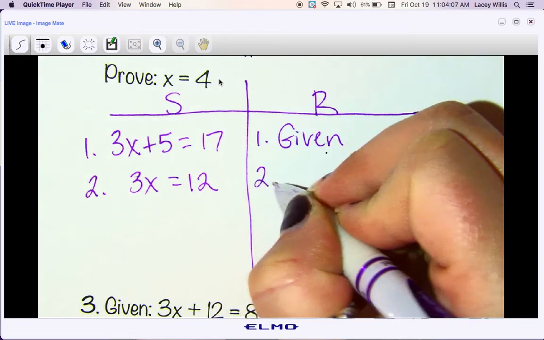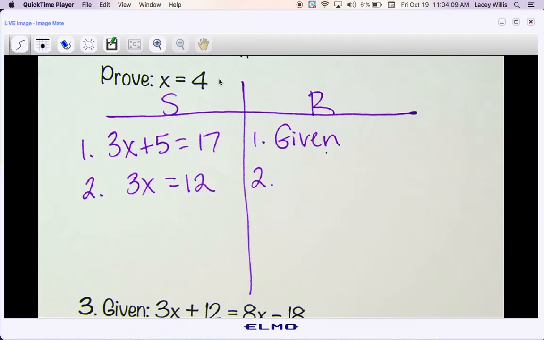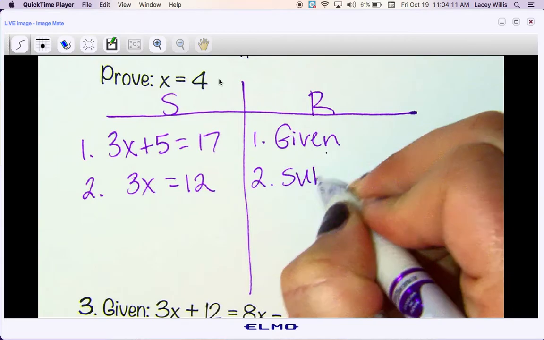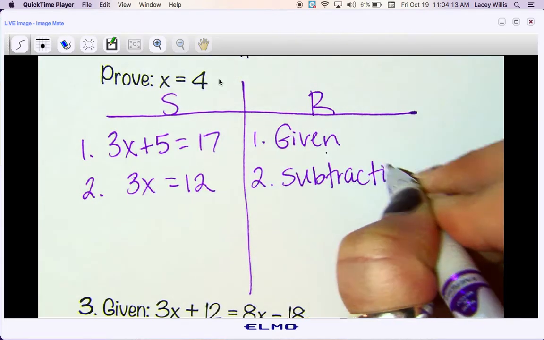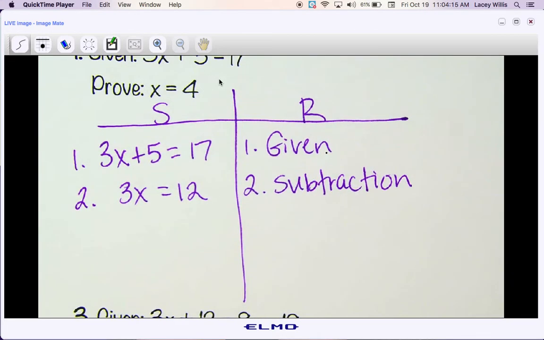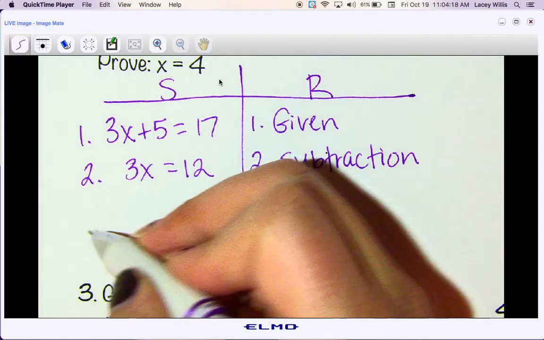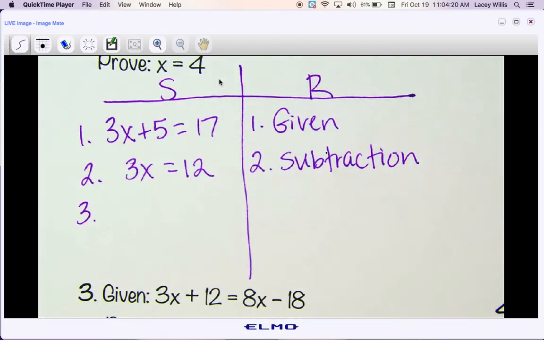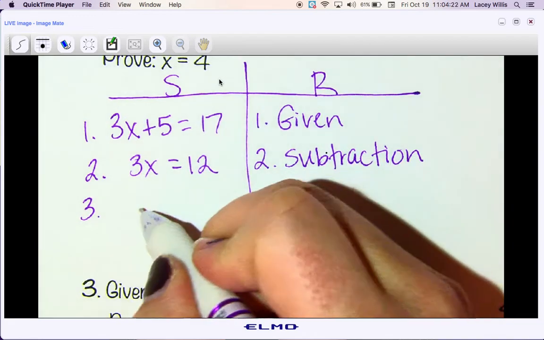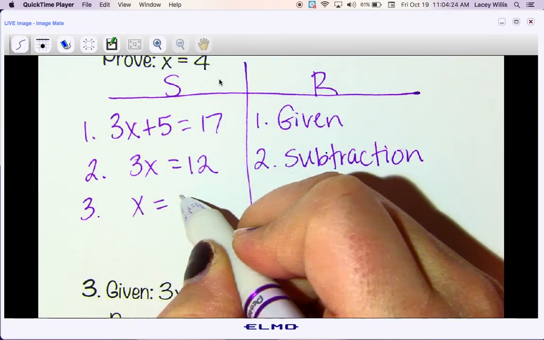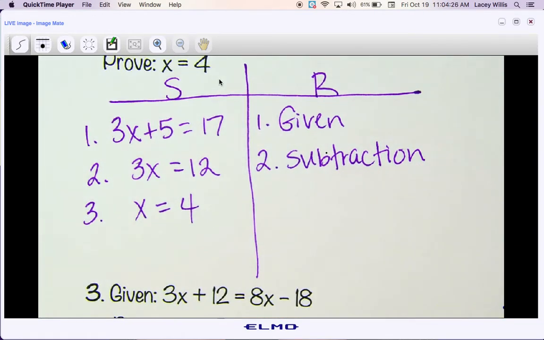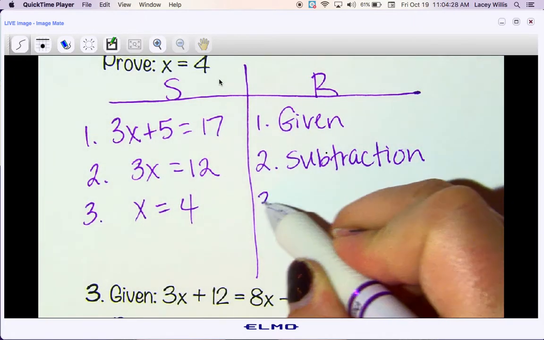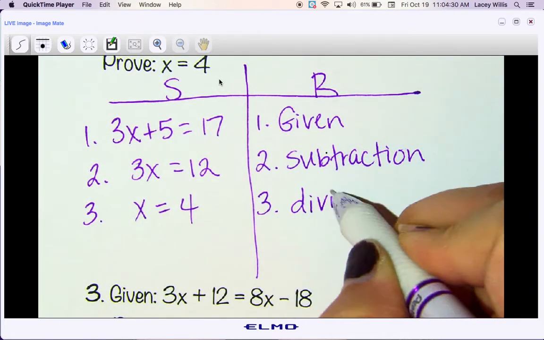And what rule did you use? Subtraction. Okay, now what would you do? Divide 12 by 3x. Okay, so what do you get? 4. Or x equals 4. Yep. What rule did you use? Division. Are you finished?